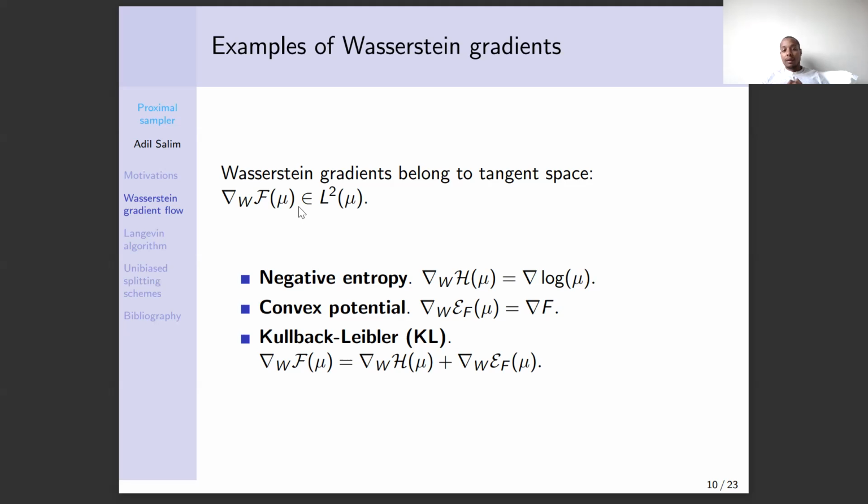So, some concrete examples. For the entropy, the Wasserstein gradient is the gradient of the log density, also known as the score.